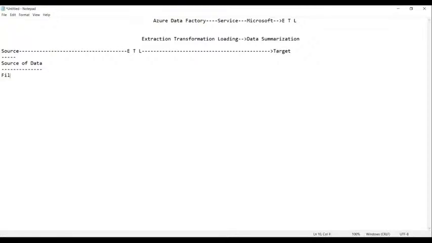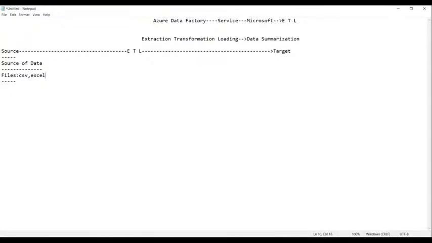We get the data from files. What are the files we can have? We can have CSV files, which are comma delimited files. CSV itself stands for comma separated value files. Then we have Excel files.